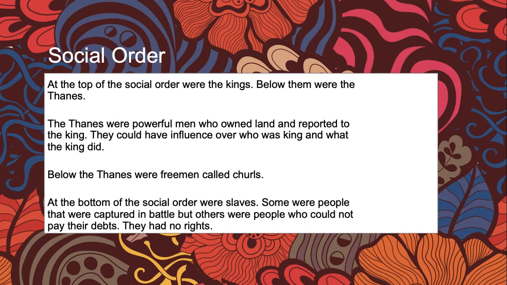Social order. At the top of the social order were the kings. Below them were the thanes. The thanes were powerful men who owned land and reported to the king. They could have influence over who was king and what the king did. And then below the thanes were the free men called churls. And then at the bottom of this social order were the slaves. Some of these people were captured in battle, but others were people who could not pay their debts, and neither of these two groups had rights.